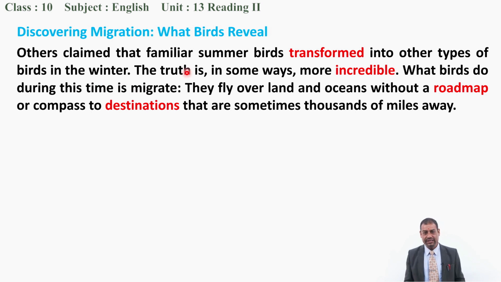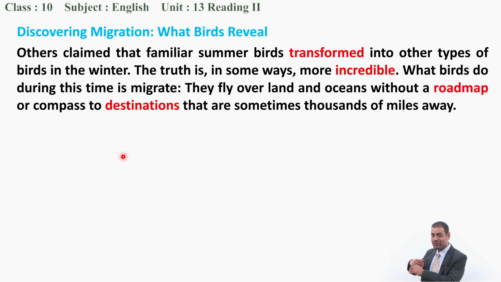Okay. The truth is, in some ways, more incredible. And so, is it credible? Is it believable? Changing the birds into another type is difficult to believe, impossible to believe. So this is what is, in some ways, more incredible. What birds do during this time is migrate. And what do they do during this time when they have difficulty because of weather? Yes, the time is to migrate. During that time, they go from one place to another place. Good job.